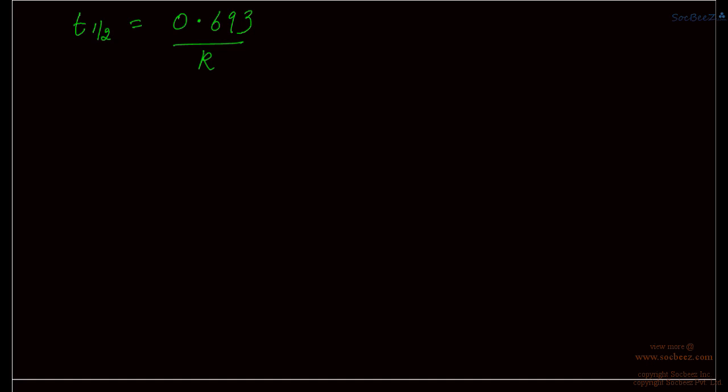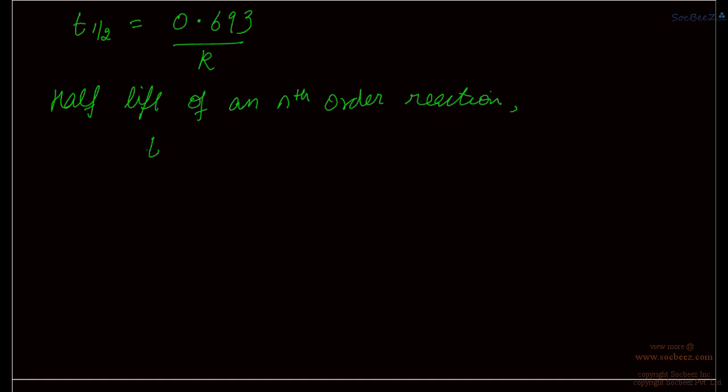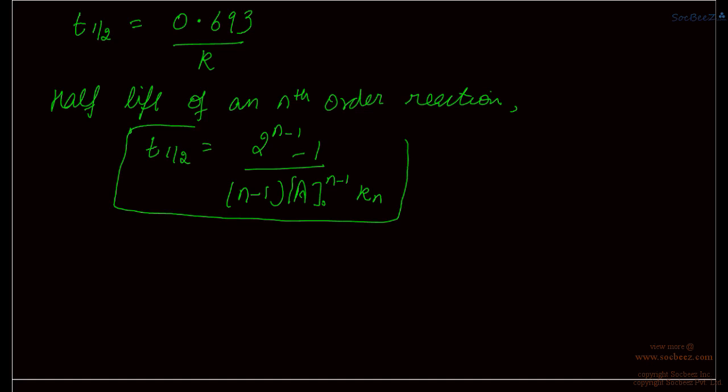So if we generalize this term, then the half-life of an nth order reaction, t half equals 2 raised to the power n minus 1, minus 1, upon n minus 1, a naught to the power n minus 1, times k. So this is the generalized equation for the half-life of an nth order reaction.